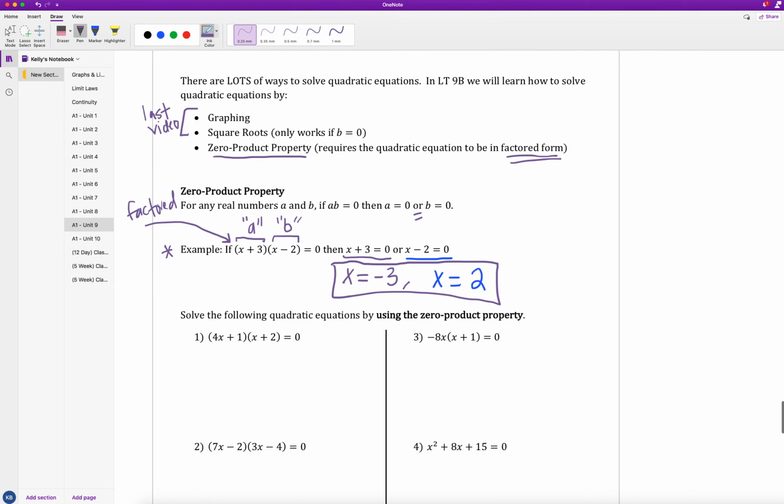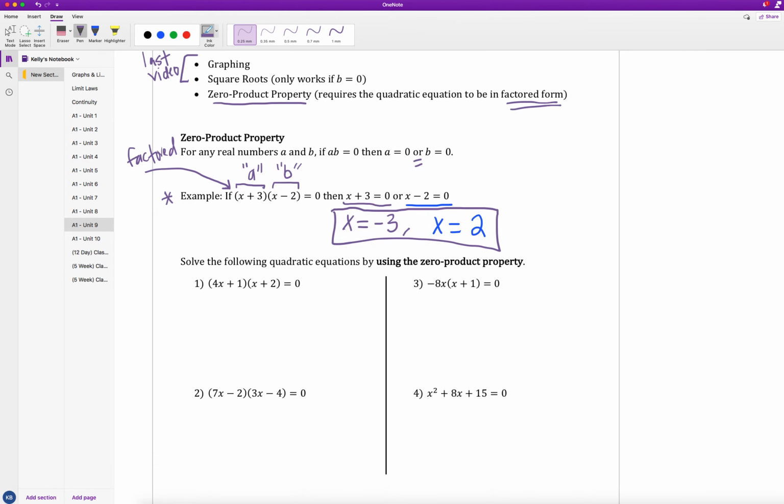Let's look at a couple examples. So for all of these examples, it says solve the following quadratic equations by using the zero product property. Remember, step 1 of the zero product property is I want to be equal to 0. So I have to make sure that my equation is equal to 0. That's part of the definition of the zero product property. Step 2 is I have to be in factored form.